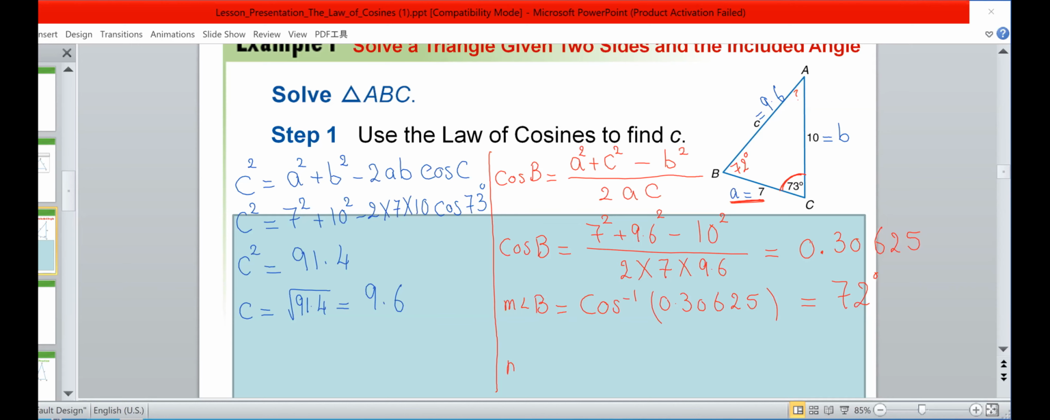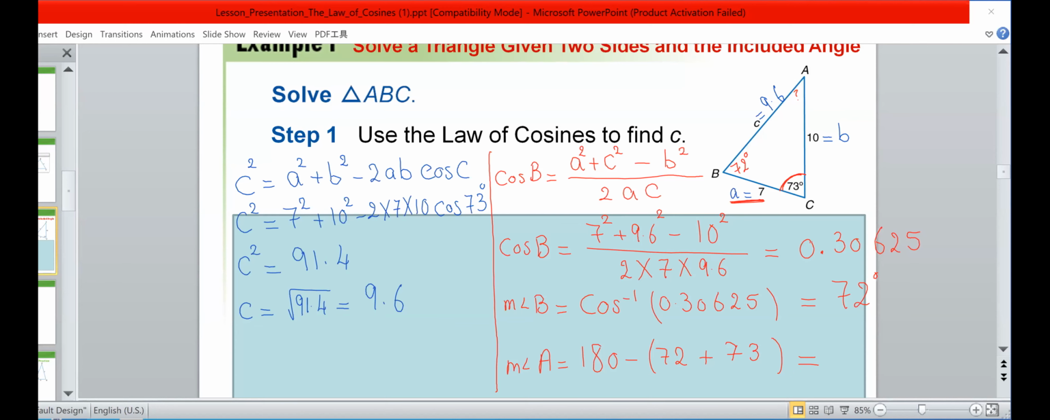So measure of angle A equals 180 minus 72 plus 73. As Ziad said, you can use cosine A. It's right, but as you see, it will be a big problem to solve in two steps. But here in one step, if you have two angles, you can find the third angle by using the sum of measures of the interior angles of any triangle by using your calculator.